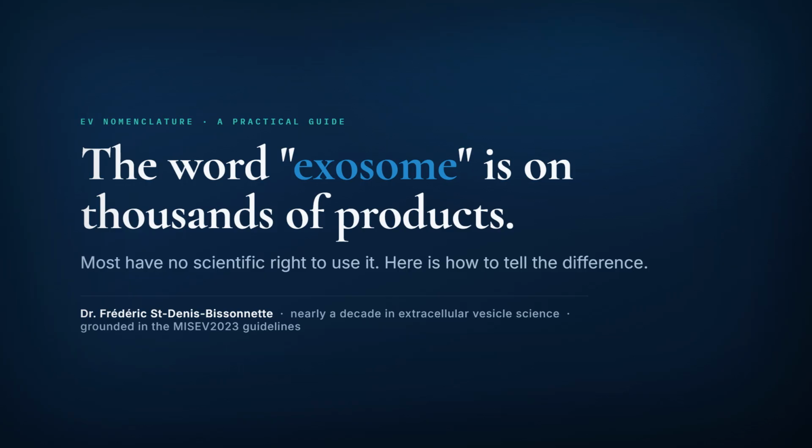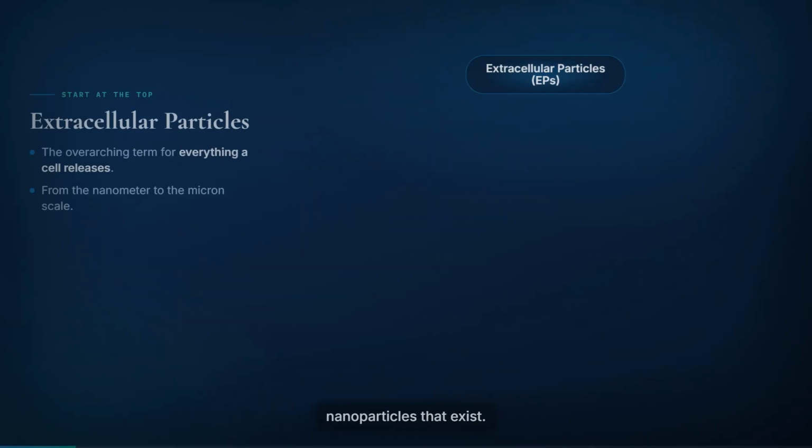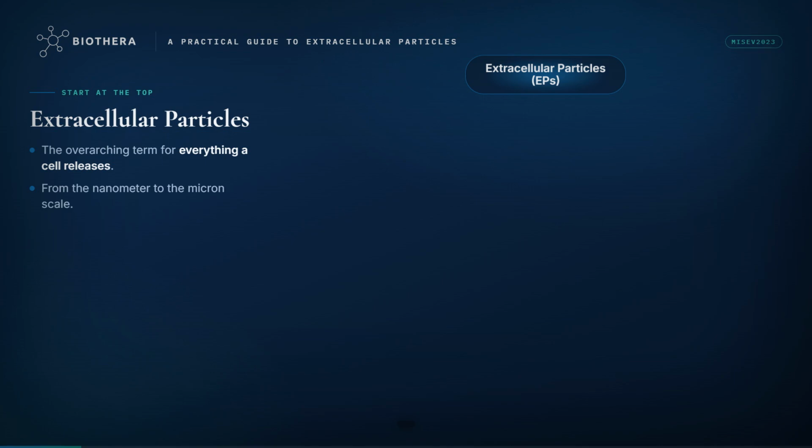My name is Dr. Frederick, and I've been studying extracellular vesicles for nearly a decade. This is the only video you need to understand the different types of nanoparticles that exist. Let's start at the top with extracellular particles, EPs. This is the preferred overarching term for all particles in the nanometer to micron size range.